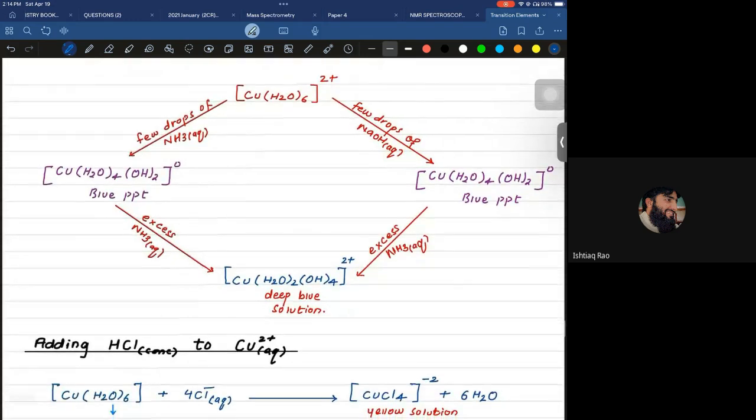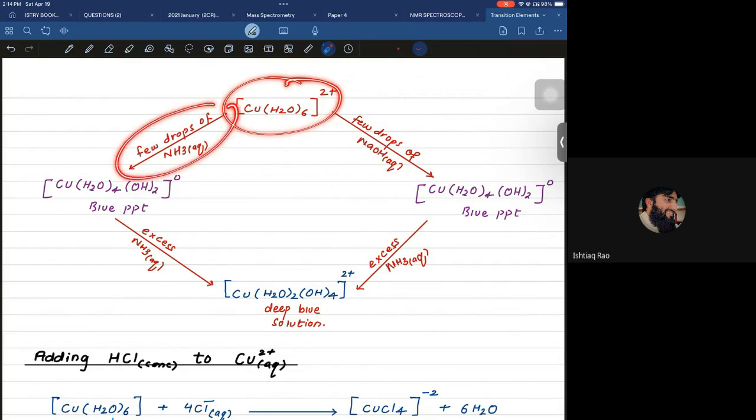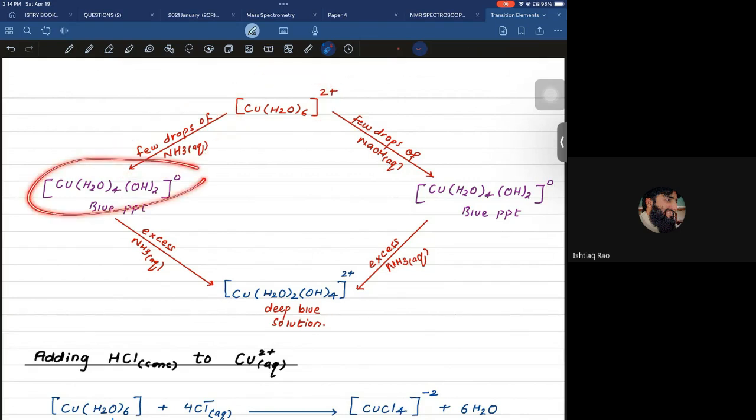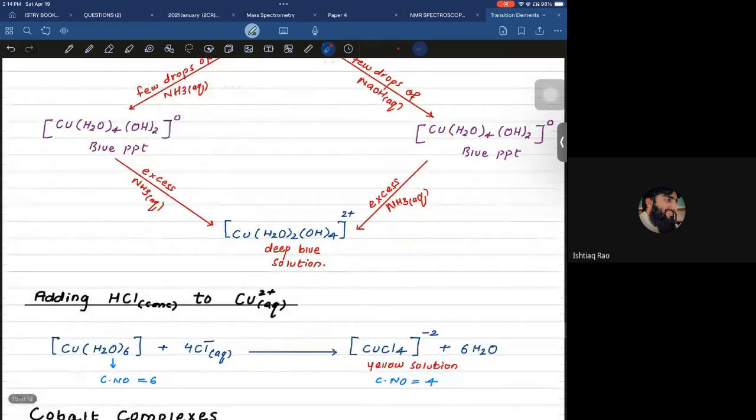This is a summarized reaction. Let's suppose you have the copper complex. Adding a few drops of ammonia, you would be getting this. Adding a few drops of sodium hydroxide, you would be getting this. Then adding excess ammonia, you would be getting this. Then adding excess sodium hydroxide, you would be getting this. Okay, this is of copper.